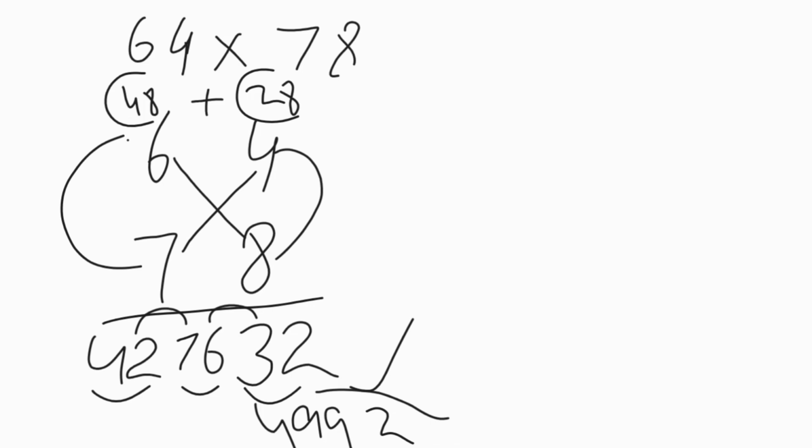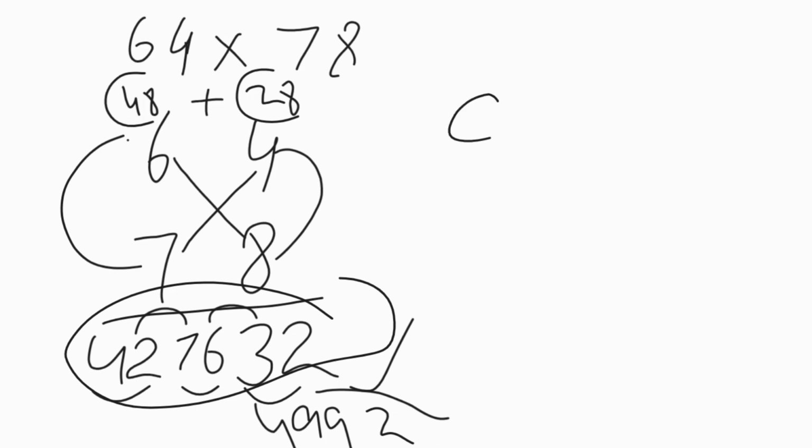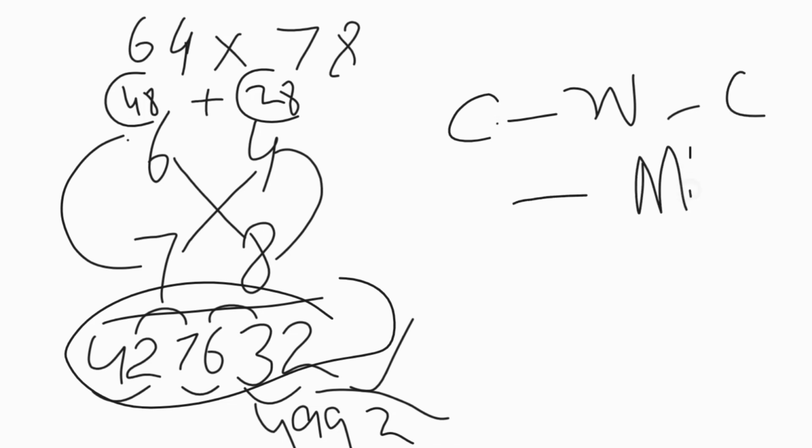The most common student mistake is that they calculate the 3 stages correctly but forget the carry. But this is wrong. The correct answer is 4992. So always remember, calculate right, carry, and move left. Move left.